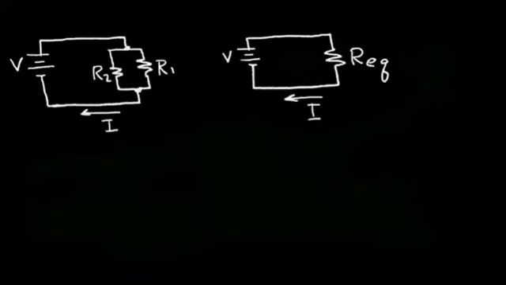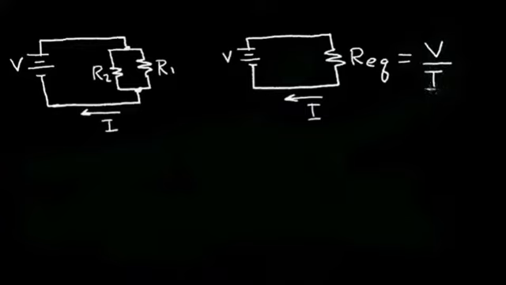Let's erase this. Now let's consider two resistors in parallel. The circuit on the left has resistor R2 in parallel with the resistor R1. The circuit at the right is exactly the same, except it has one equivalent resistor that is equivalent to the parallel combination of R1 and R2, and that we call Req. And we know from Ohm's law that Req is the voltage across the resistor divided by the current through the resistor.